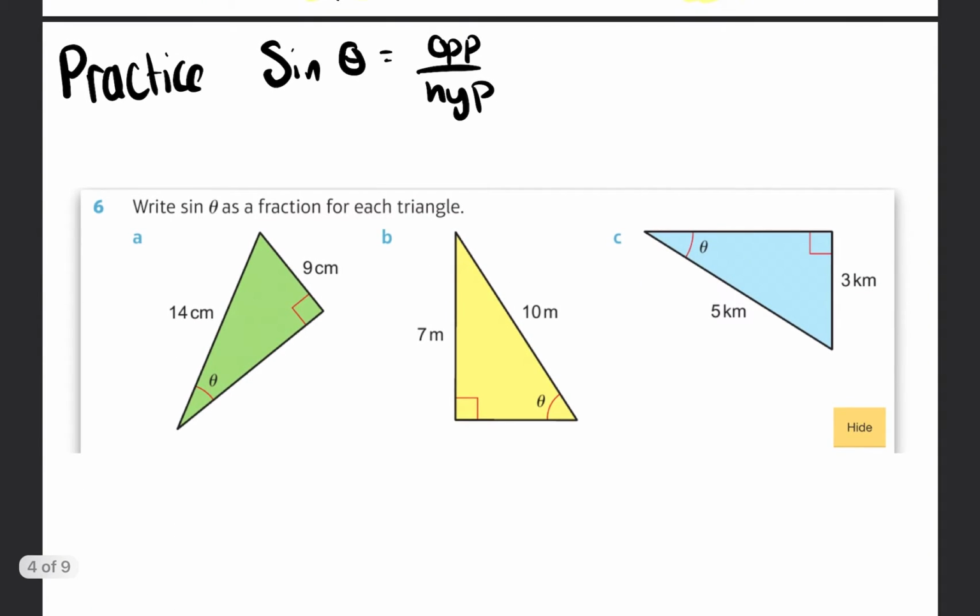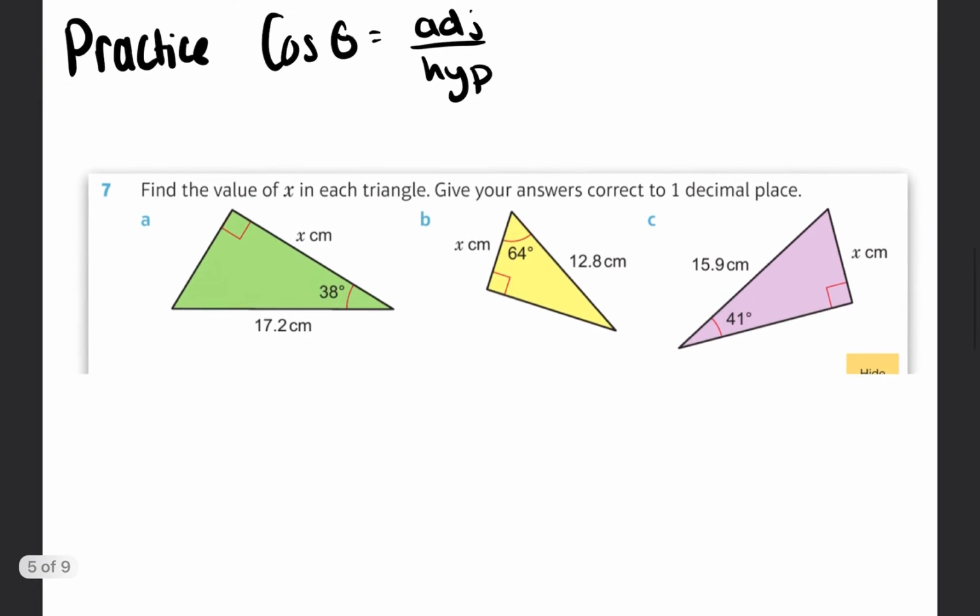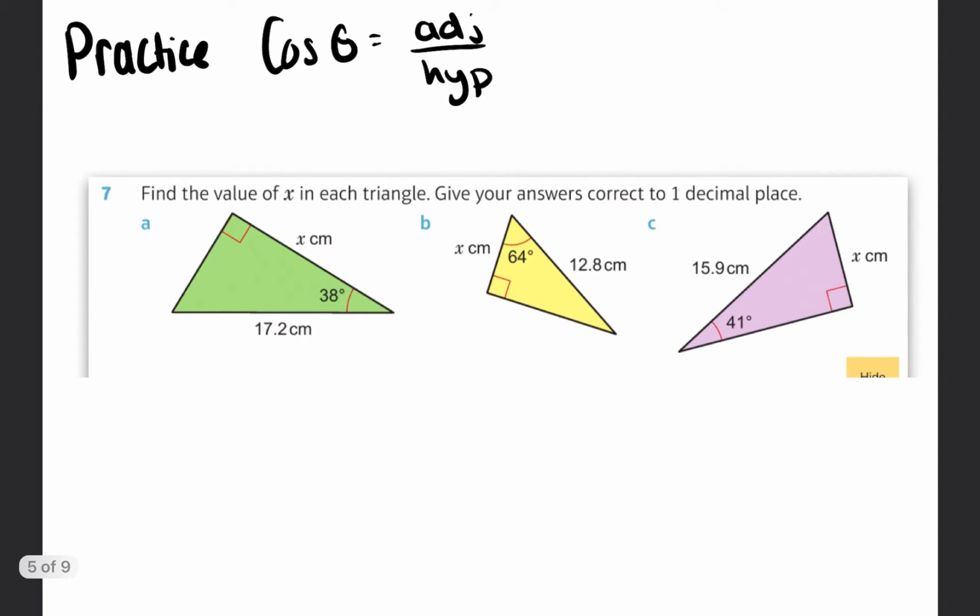Can you do it for sine? These are all sine. You've got 1, 2, 3. Okay, you can pause the video here. And you can do the same for cos. These are all cos ones. So cos is adjacent over hypotenuse. Remember, the hypotenuse is always opposite the right angle.